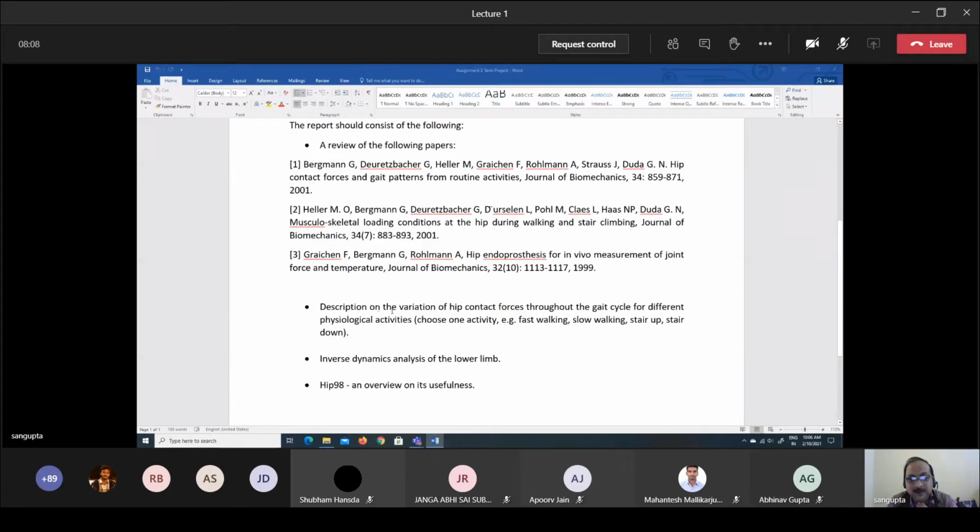Okay, so a description of the various hip contact forces throughout the gait cycle for different physiological activities. If you open HIP98, you can see yourself that there are perhaps 4 different activities for which they have calculated the forces as well as measured the forces. These activities are fast walking, slow walking, stair up, stair down. Stair up means climbing stairs, stair down is coming down the stairs. So you can choose one particular activity.